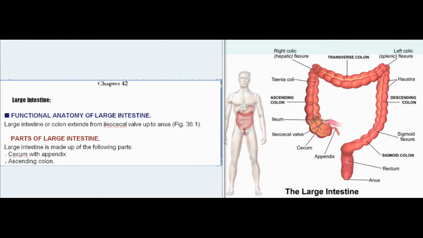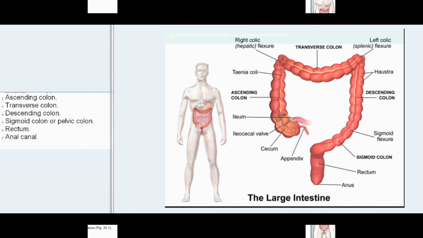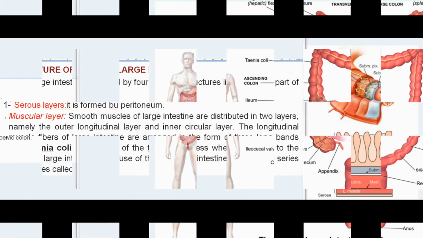Chapter 42, Large Intestine, Functional Anatomy of Large Intestine. The large intestine or colon extends from the ileocecal valve up to the anus, Fig 36.1. Parts of large intestine. The large intestine is made up of the following parts: cecum with appendix, ascending colon, transverse colon, descending colon, sigmoid colon or pelvic colon, rectum, anal canal.